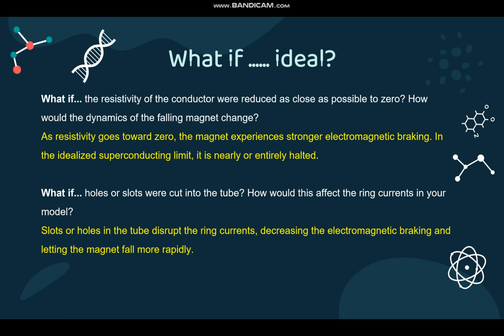What if holes and slots are cut into the tube? If there are holes that disrupt the completeness of the pipe, then it will also disrupt the completeness of the infinitely thin rings that make up the pipe. That will cause a smaller induced current and a smaller braking force. So the magnet will fall more rapidly, feel less braking force, and gain a larger velocity due to gravitational acceleration.